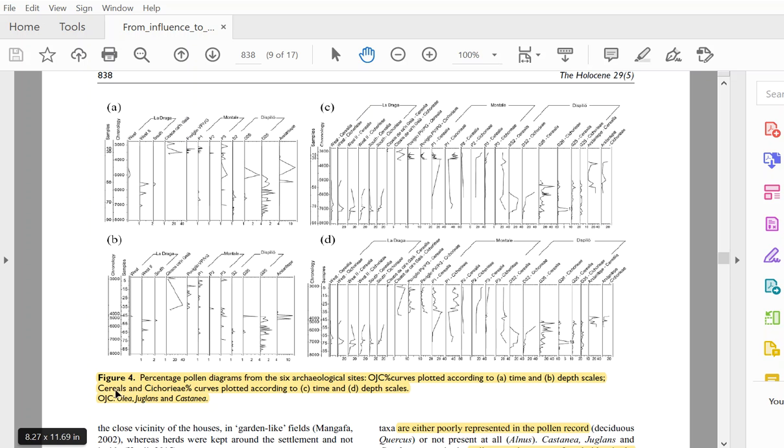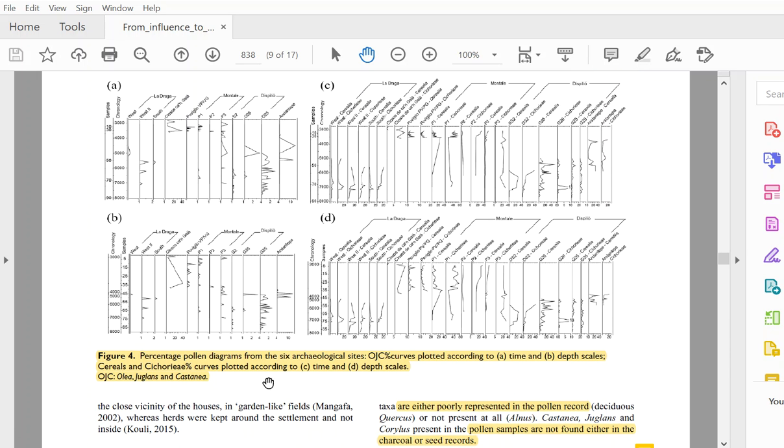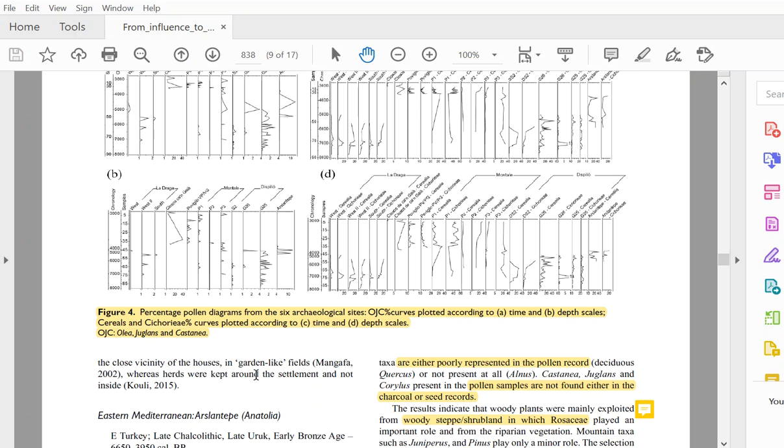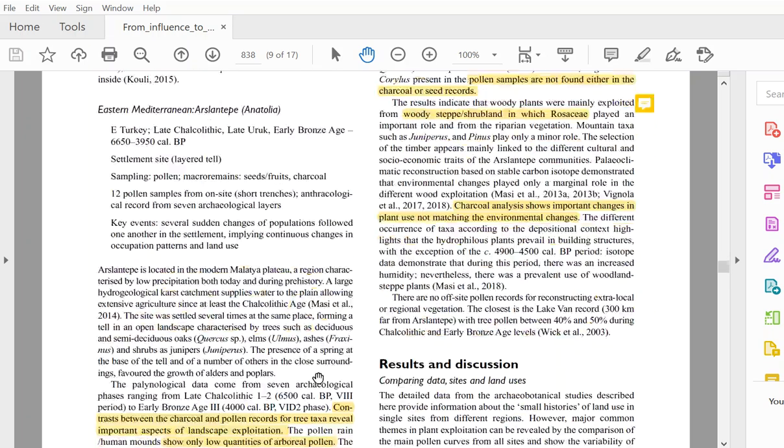And then comparing them to cereals and chicory. Those are plants that tend to come up when the ground is broken up. So they pull that different pollen, and I've got a document here in just a second. I'll go through some of these.